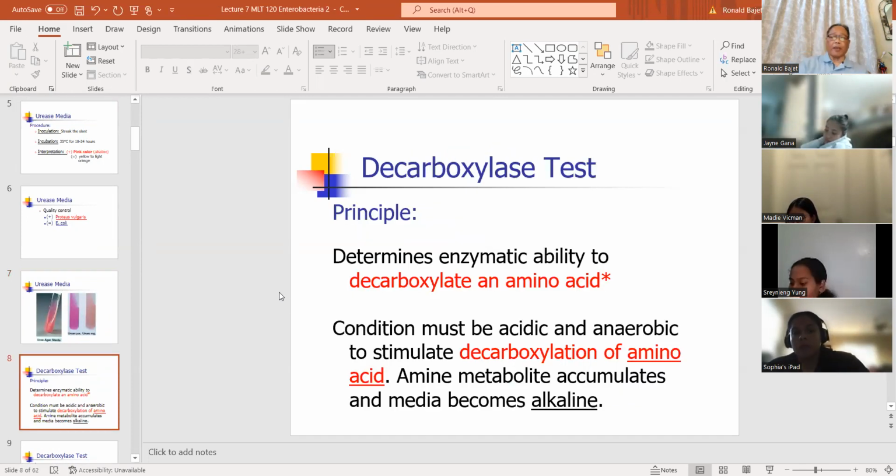The next one is decarboxylase. It involves three different amino acids: lysine, arginine, and ornithine, and each of those will have a specific end product. So we're testing for the organism's ability to decarboxylate certain amino acids.